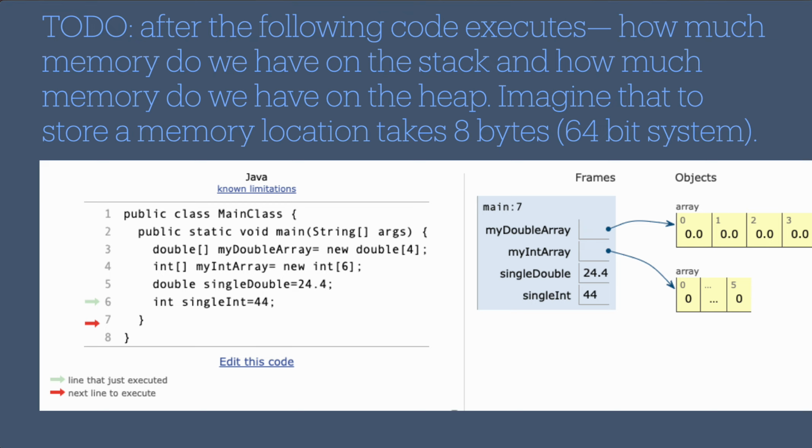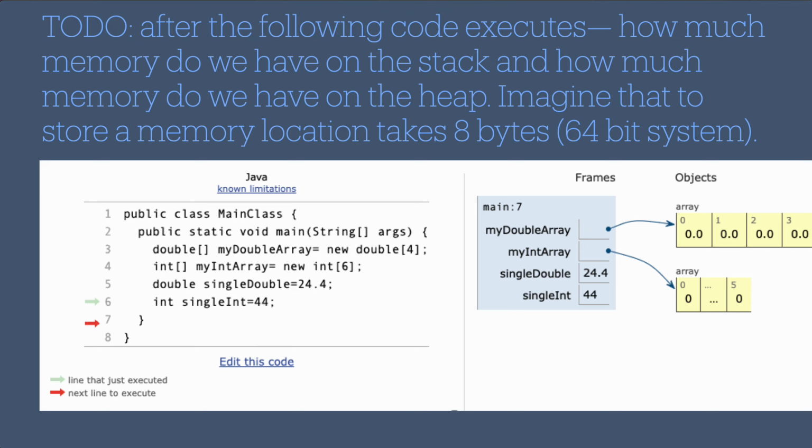Cool. So a quick to-do: after the following code executes, how much memory do we have on the stack and how much memory do we have on the heap? Okay, imagine that to store a memory location takes 8 bytes. That's called a 64-bit system. Okay, so 8 bytes, right?